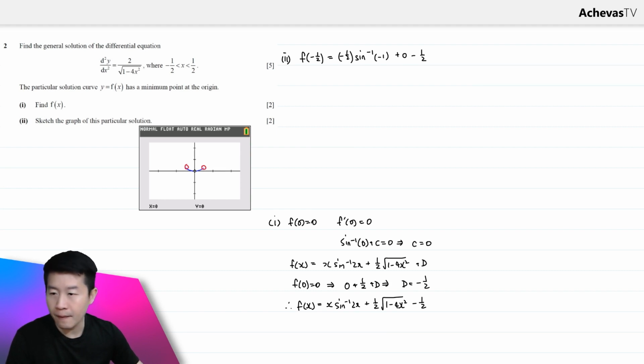Now let me see whether I can retrieve the screenshot.